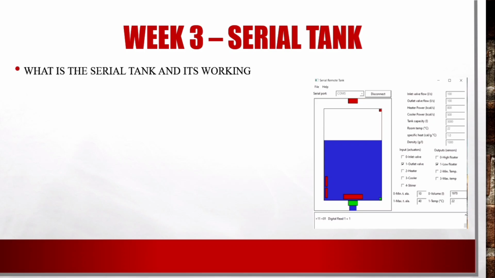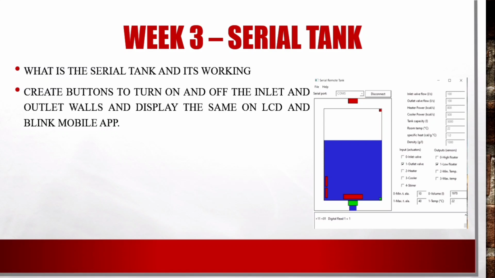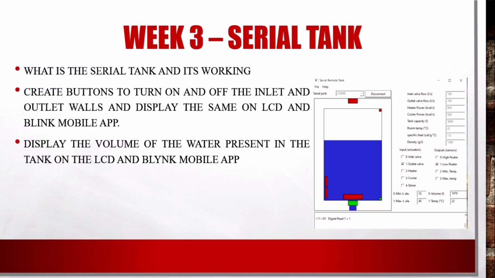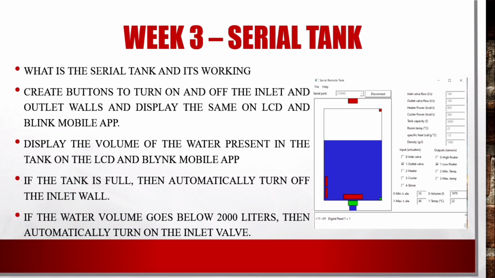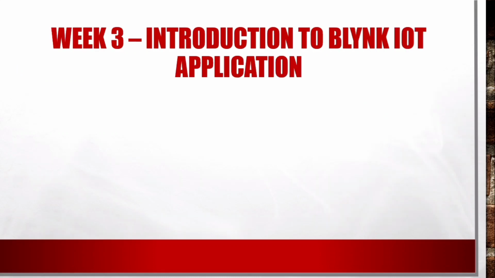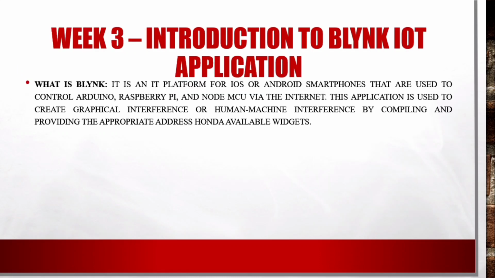And the serial tank, how it is working. Create buttons to turn on and off the inlet and outlet valves and display the same on the LCD and in the Blynk mobile app. Display the volume of the water present in the tank on the LCD and the Blynk mobile app. If the tank is full, it automatically turns off the inlet valve. If the water level reaches 2000 liters, then it automatically turns off the inlet valve.